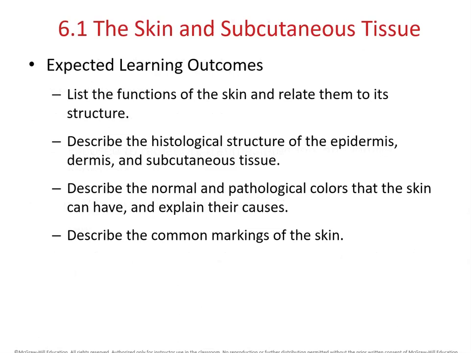This video is about Section 6.1. We're going to be talking about the functions of the skin and how those functions relate to the skin structure. We're going to look at the three major layers of the skin, the epidermis, the dermis, and the subcutaneous tissue. We're going to talk about some normal and pathological, or disease-indicating, colors that the skin can have and why those colors may happen. And then we're going to look at some of the common markings of the skin, both in healthy and diseased states.